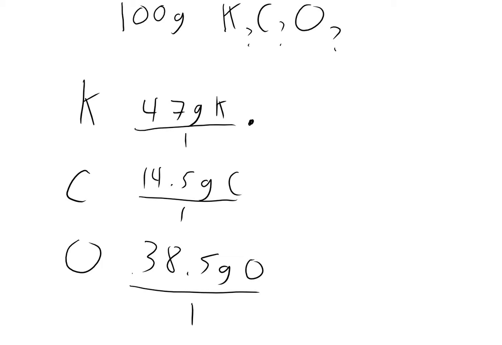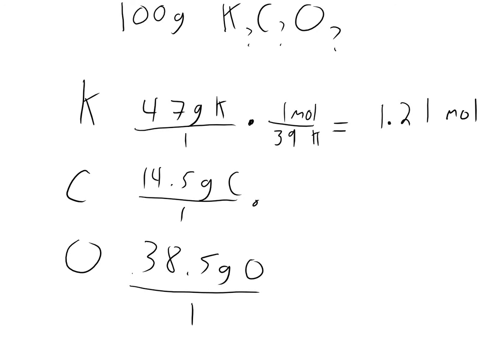If we have 100 grams of this overall compound, then if we have 47 grams of potassium, we can use its molar mass, which is 39 grams of potassium for every 1 mole of it. So if we have 47 grams in our possession and we know 39 grams is 1 mole, and we divide that, 47 divided by 39, it's 1.2 moles. I'm going to round up here because I got 1.205.